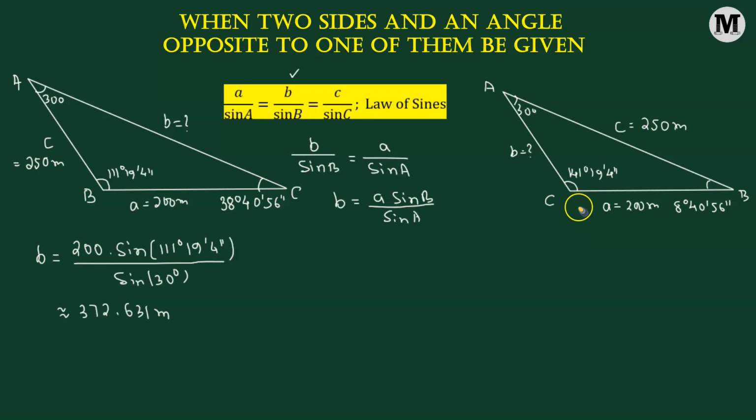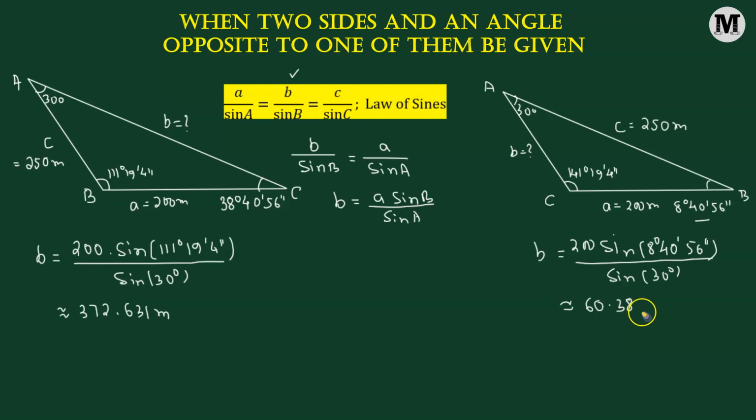Now coming to the second triangle, here B is going to be equal to A, which is still 200, multiplied by sine of angle B. Angle B this time is 8 degrees, 40 minutes and 56 seconds, whole divided by sine of angle A, where A is 30 degrees. We can use a calculator and this value comes out to be 60.38 meters. So we have successfully solved the triangle.